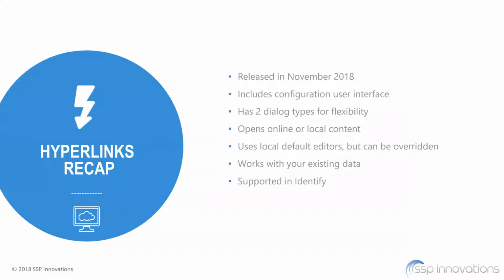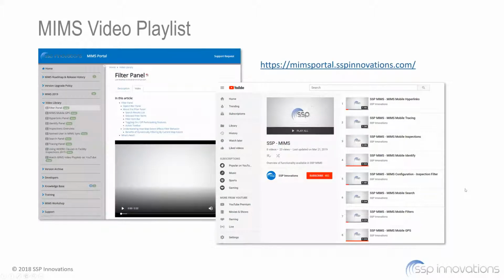but it can be overwritten, and you can say, hey, for this type, launch this particular application. It works with your existing data. It just has to have hyperlinks in it. We don't have any schema updates for that, and you saw that it's supported in Identify, which was one of those requested items. Okay, thank you. So on to the MIMS video playlist.